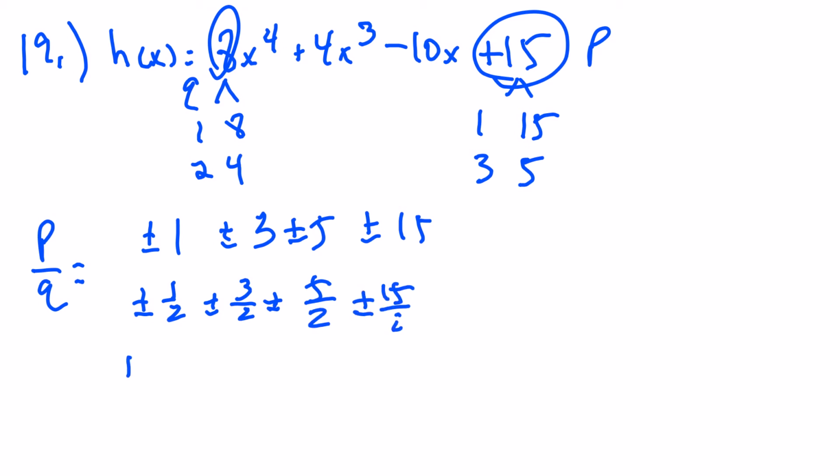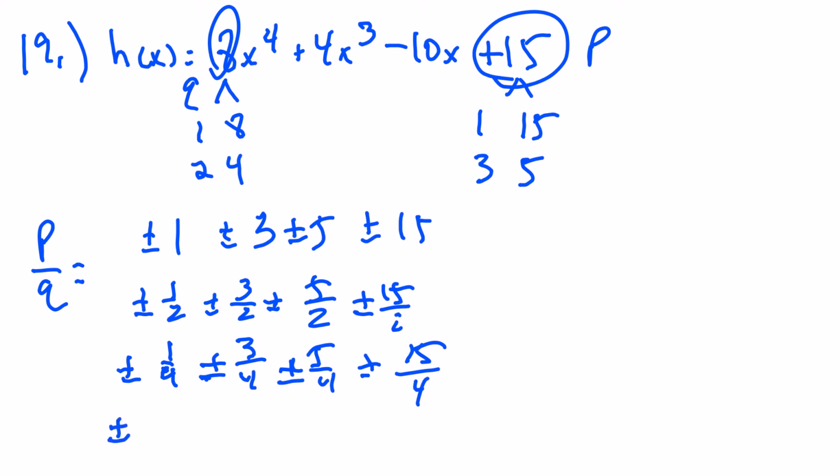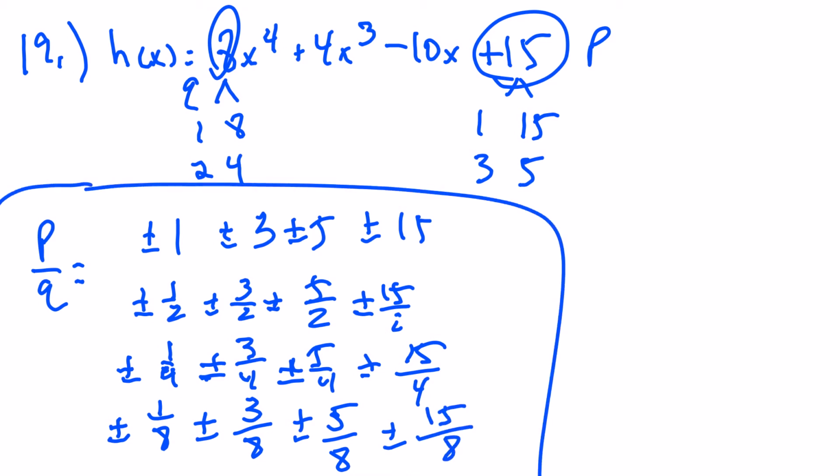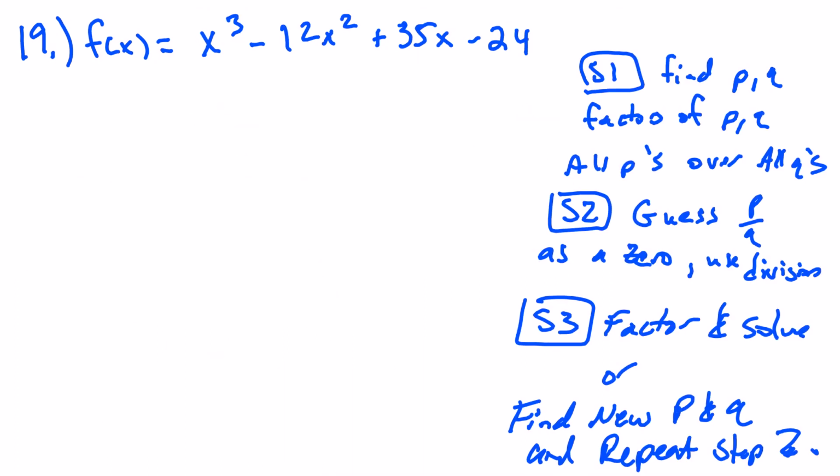Then I do it over 4, plus or minus 1/4, plus or minus 3/4, plus or minus 5/4, plus or minus 15/4. Then I do all over 8: plus or minus 1/8, plus or minus 3/8, plus or minus 5/8, plus or minus 15/8. That's my answer. That's it for 19.